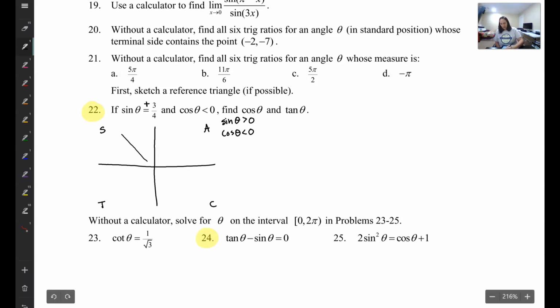So I'm going to make my triangle in quadrant 2, because that's what the hints told me to do. And it says that sine of theta is 3/4. Well, I know that sine is y over r. So I'm going to make the y value on this triangle 3, the r 4. Now, if you look at this, I can do Pythagorean's theorem to find the last side.